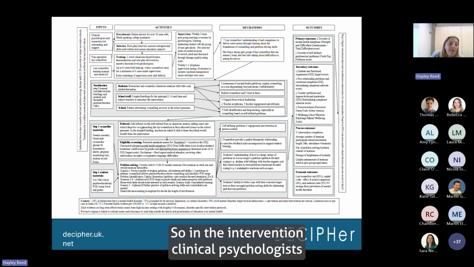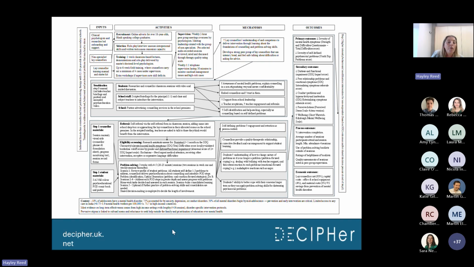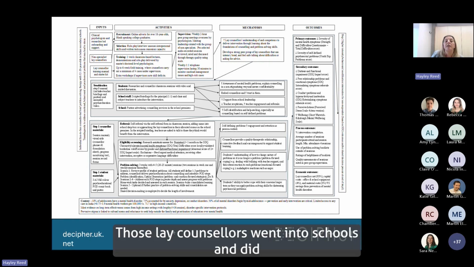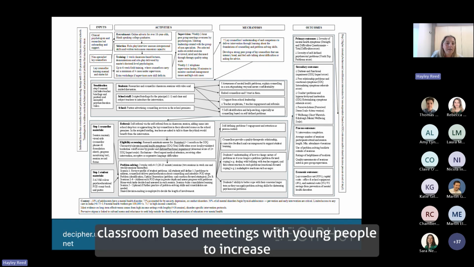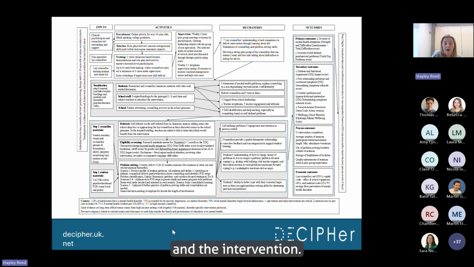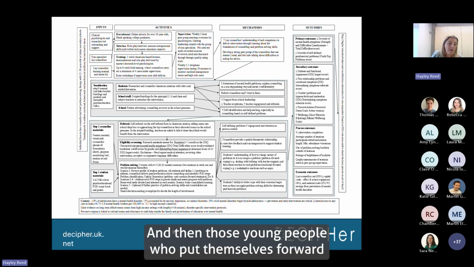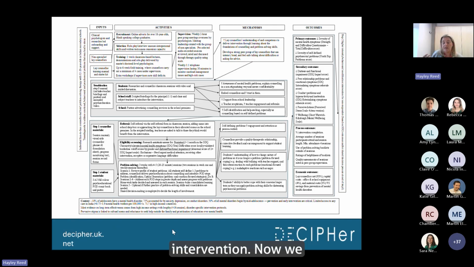So in the intervention, clinical psychologists recruited, selected and trained lay counsellors. Those lay counsellors went into schools and did sensitization, classroom-based meetings with young people to increase their understanding of mental health and the intervention. And then those young people who put themselves forward were referred and screened before they got the face-to-face intervention.